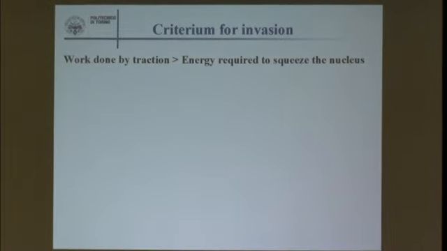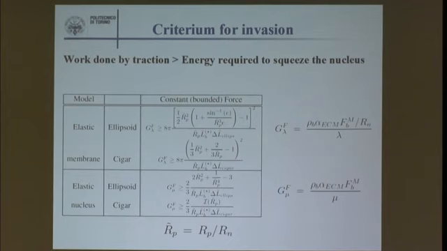As I said before, in order to squeeze the nucleus through these narrow holes, you have to do some work. The work done by the traction forces of the cell needs to be larger than the energy required to squeeze the nucleus inside the cell. I don't want to enter into detail. You do some basic continuum mechanics, and then at the end of the story you find some criteria. And the criteria is the following. Let's focus on one, the ellipsoid, this one.